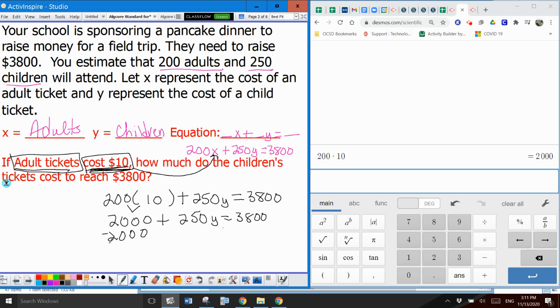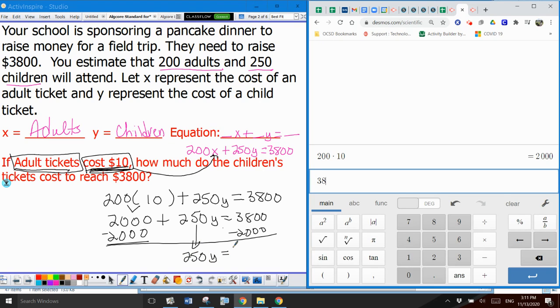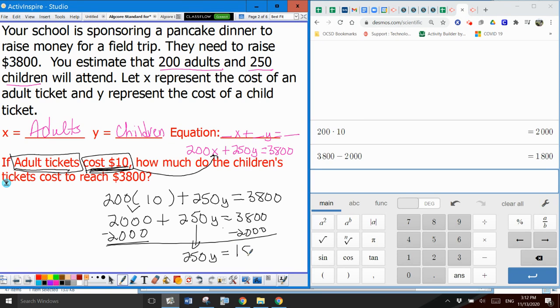So let's subtract 2,000. My 250 is going to drop. And we have 3,800 minus 2,000. And I get a total of 1,800. 1,800. Okay, my last step.